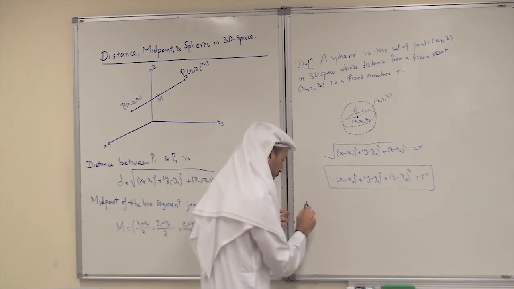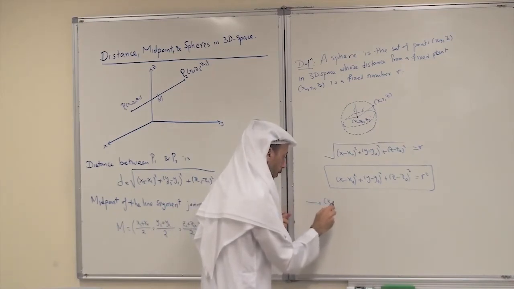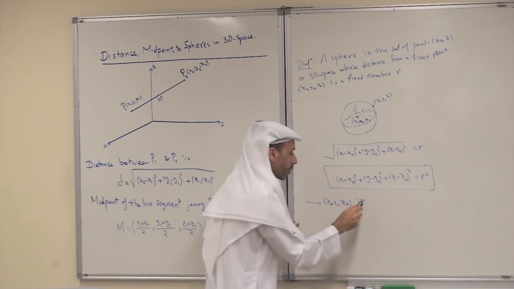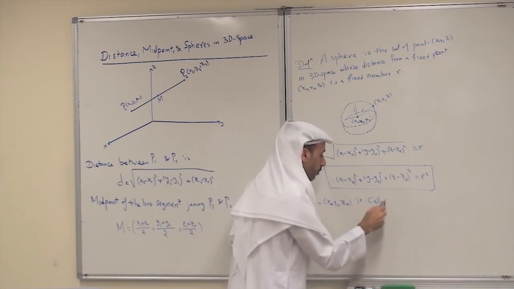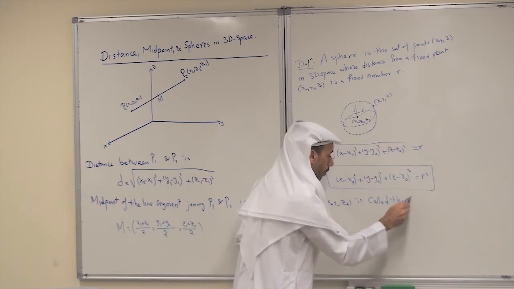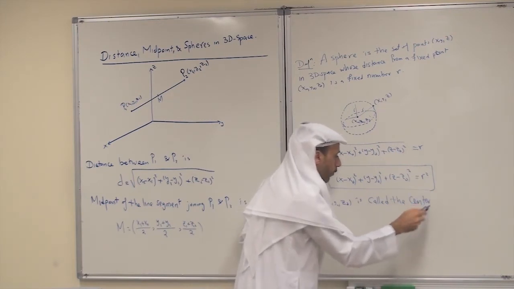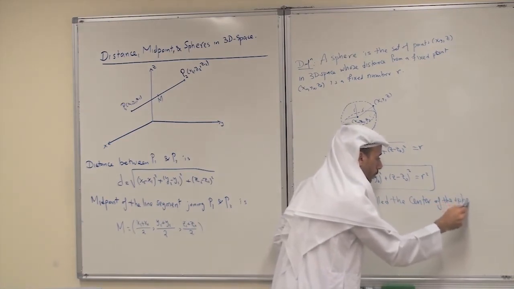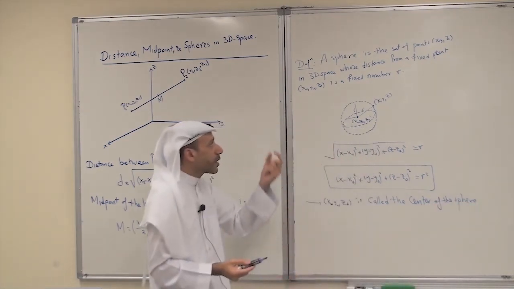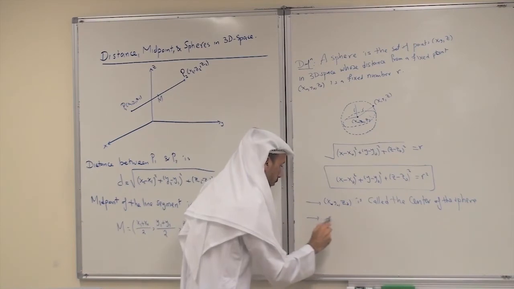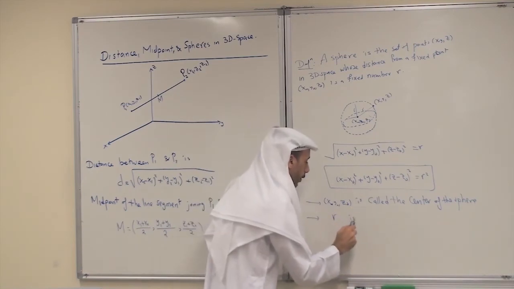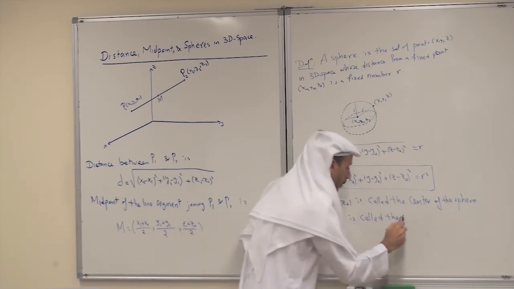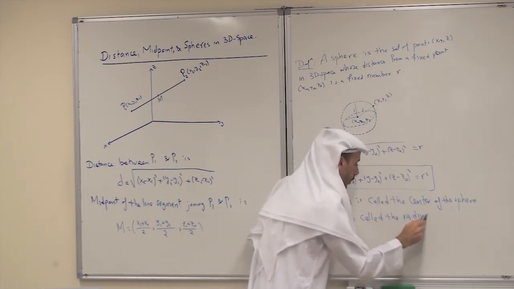The fixed point (x0, y0, z0) is called the center of the sphere. And the fixed number r is called the radius of the sphere.